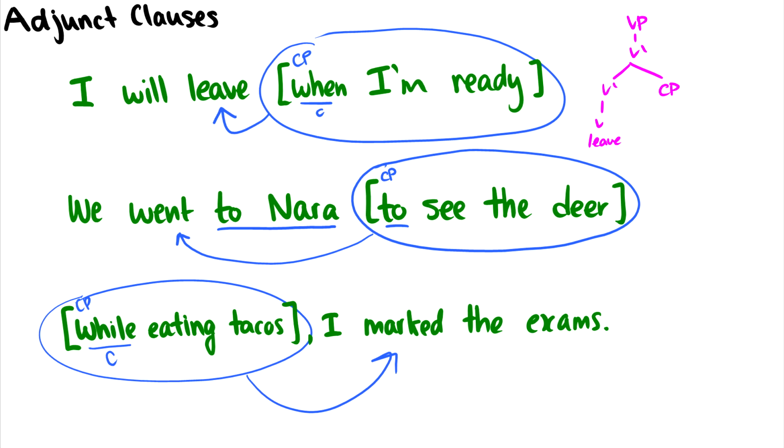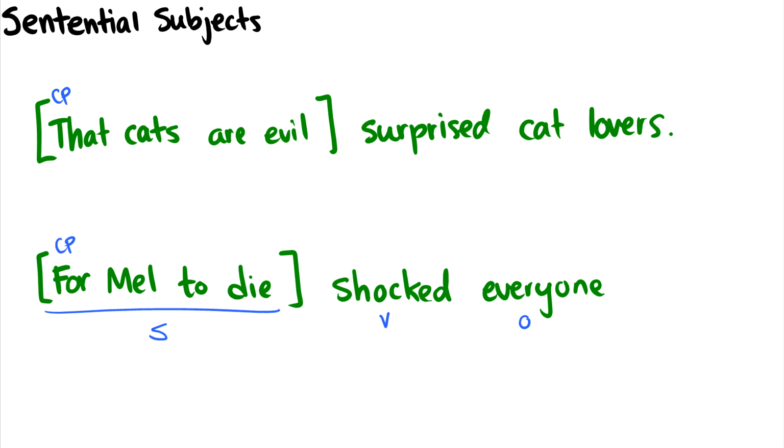What about with sentential subjects? Well, when we have a TP, and we go to a T bar and a T, and then a VP as a complement, we just have a CP as the specifier of TP. That cats are evil is just a CP that is the subject of the sentence. So with this, you should be able to draw all the trees without really me needing to show you examples.